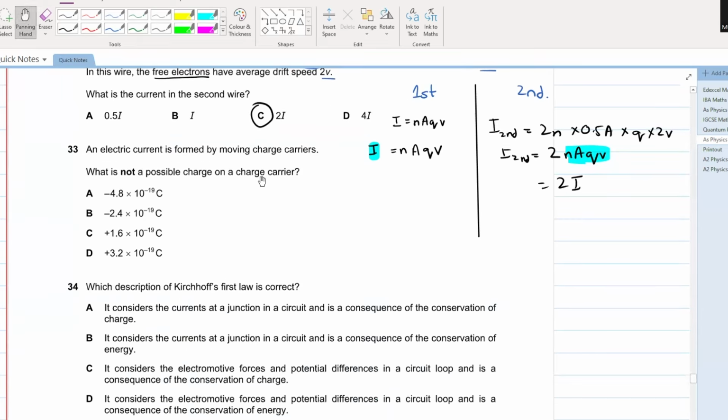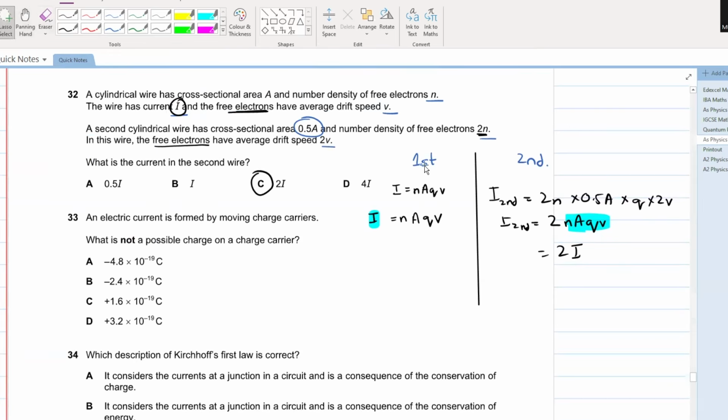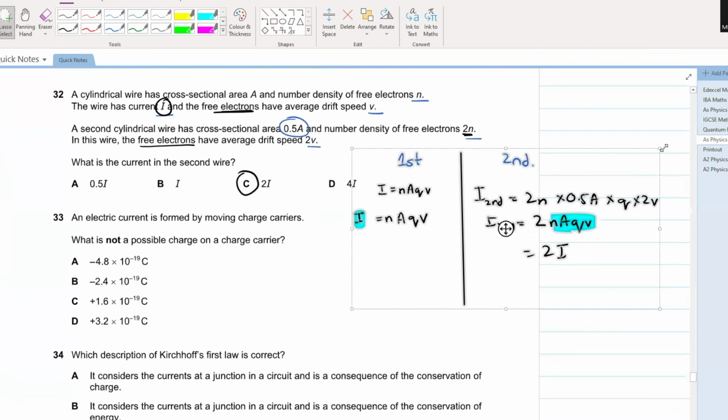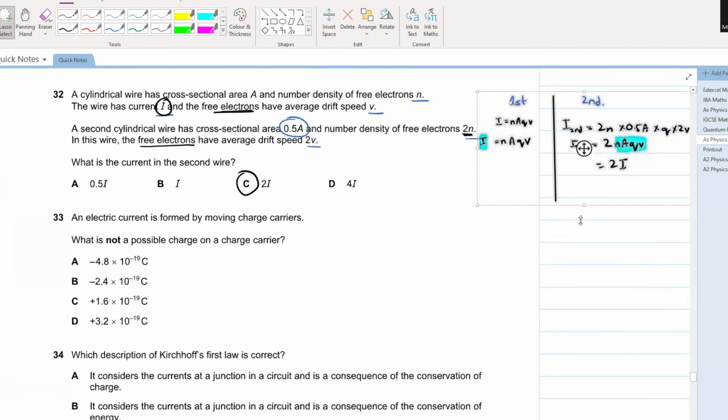An electric current is formed by moving charges. What is not a possible charge on a charge carrier? Beta, always remember that the charges... let me introduce this concept. Always remember charges are quantized.